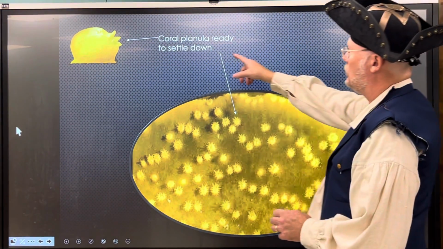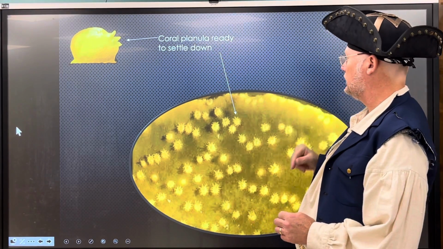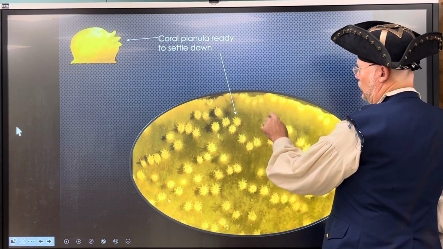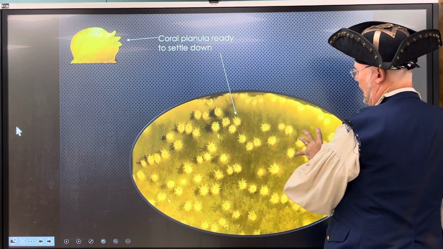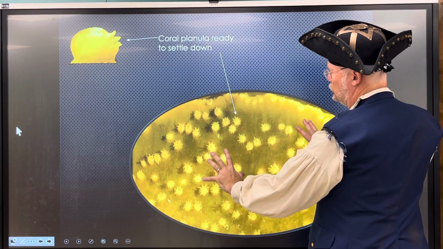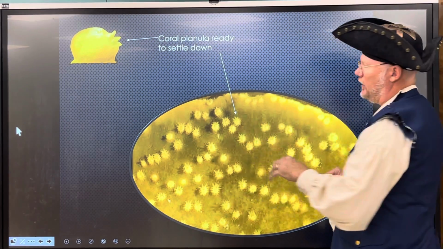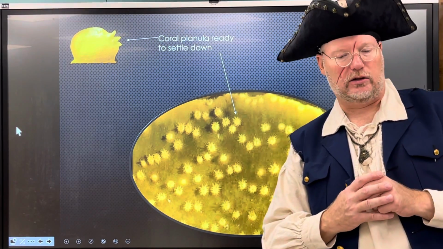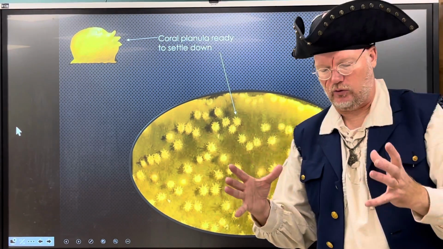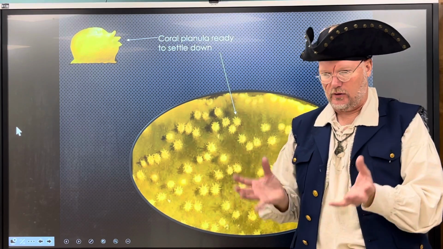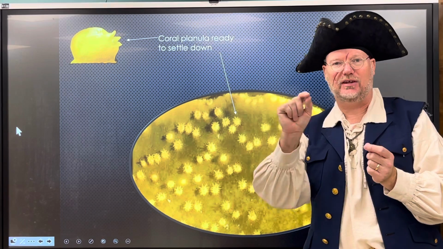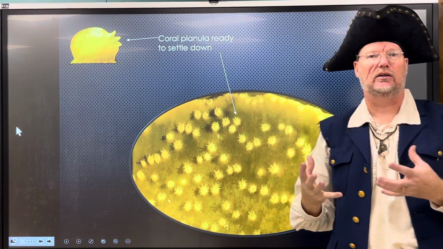And so here's a coral planula ready to settle down. And then these are tiny ones that are settling down onto a surface. They get large enough that they can settle down, and then they start growing a whole colony of individuals, so a whole head of coral is not one animal. Each of the little tiny polyps is an individual animal that lives in a colony.